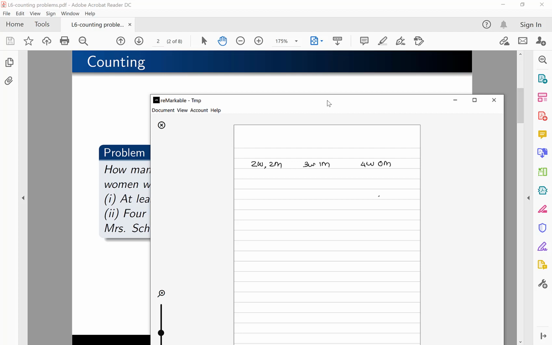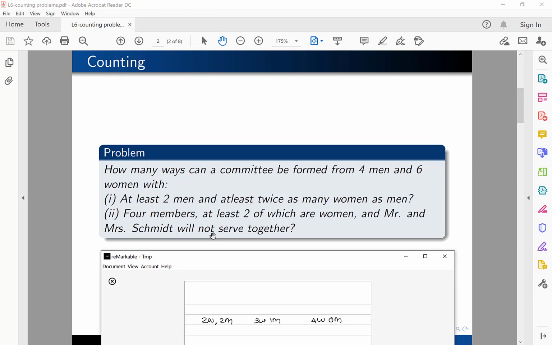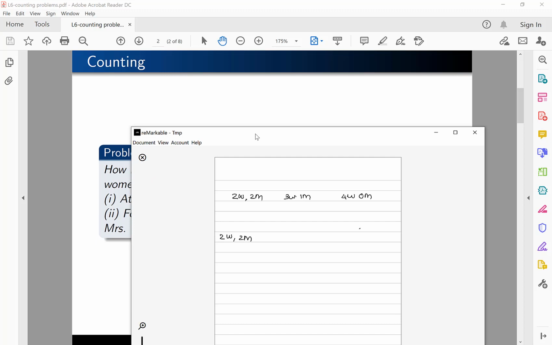All right, so let's see what's happening in this first committee. Let me write this here. We have this committee of 2 women and 2 men. So we have this thing about Mr. and Mrs. Schmidt, so they will not serve together. What are all the possibilities? We have 2 possibilities here. In this committee, we're choosing 2 women, and suppose one of them is Mrs. Schmidt.